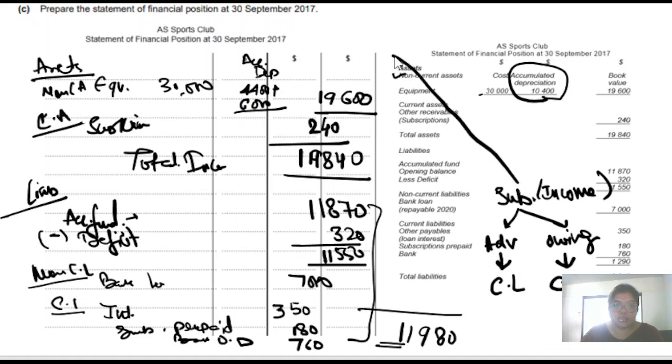In the income and expenditure account, because you are going to prepare the income and expenditure account for the year ended 30 September, you are not going to use the opening balance of that. In the financial position, you only need to record the subscription in advance, the closing value, in current liability, and in current assets, subscription owing, the closing balance. So I think this much is clear to you all.